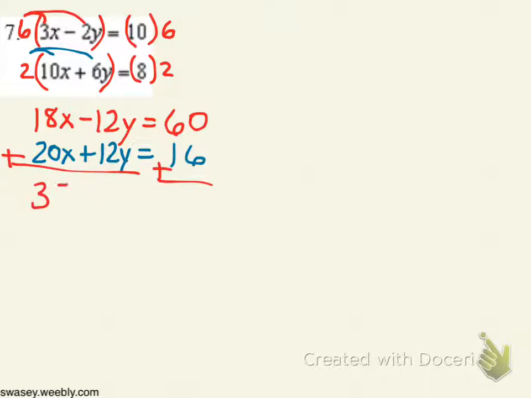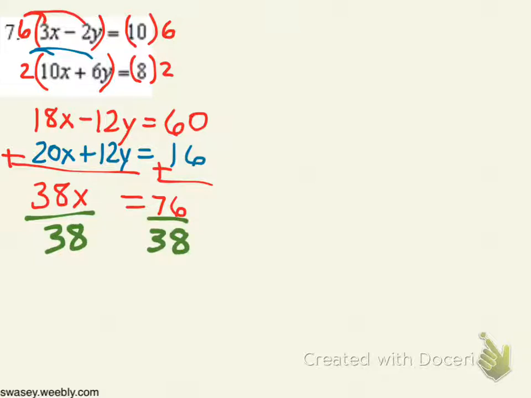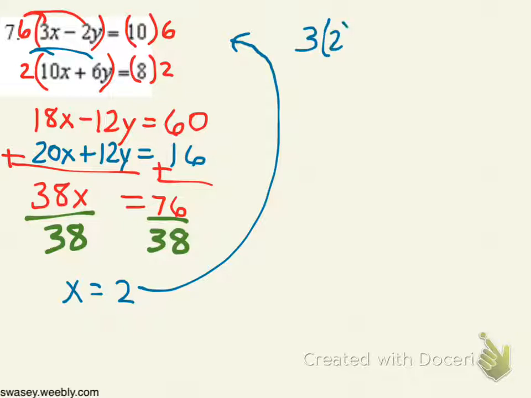We get 38x. Y's are eliminated. On the right side, 76. To get rid of multiplying by 38, we can divide both sides by 38. And so we get x equal to 2. Now we're going to take this and substitute it back in. I guess if I go with the top one this time, 3 times 2 minus 2y equals 10. 3 times 2 is 6.